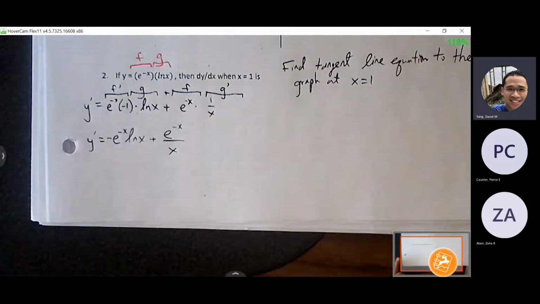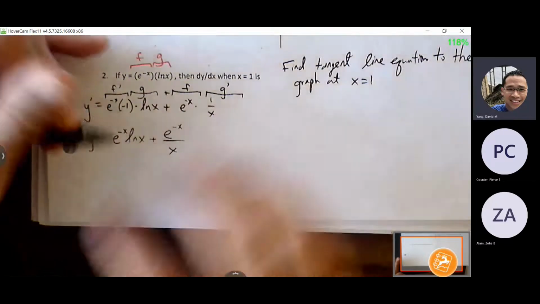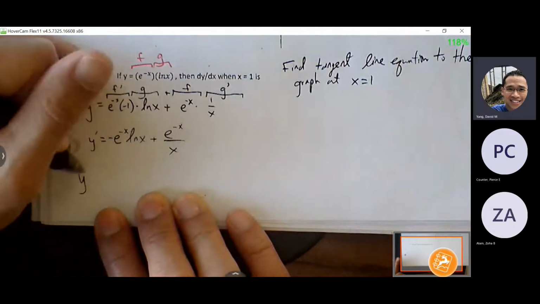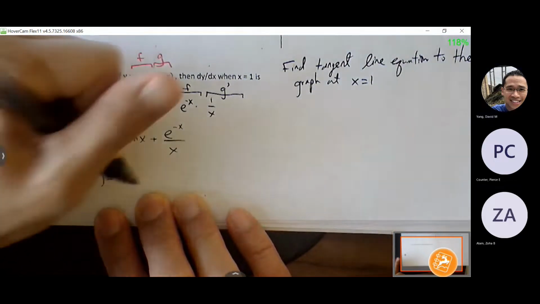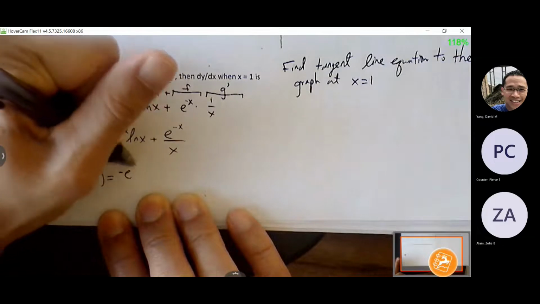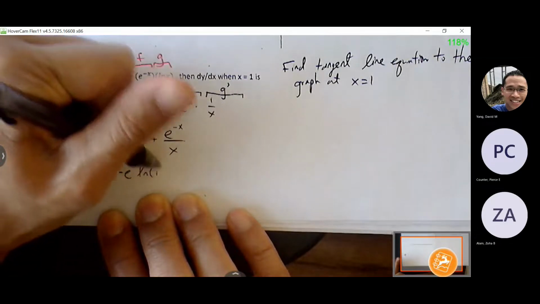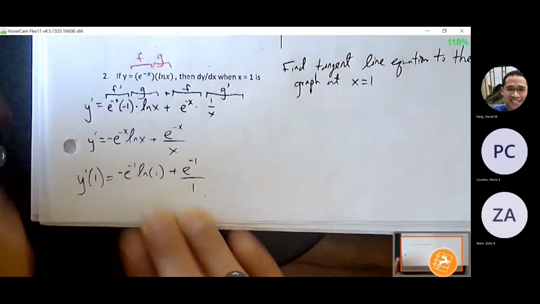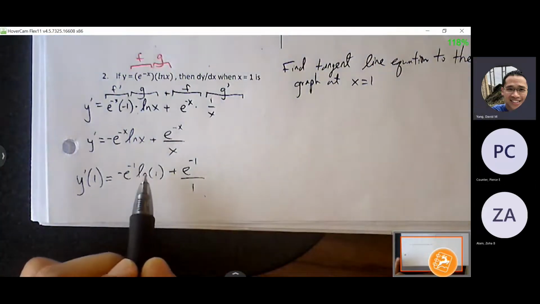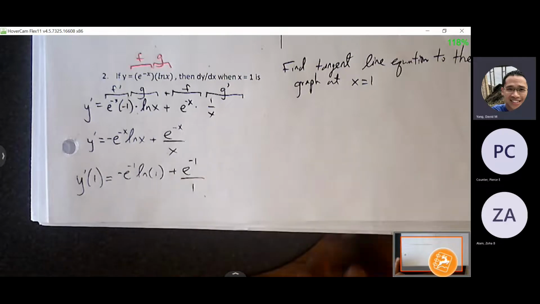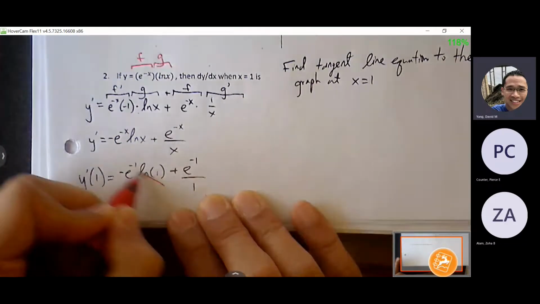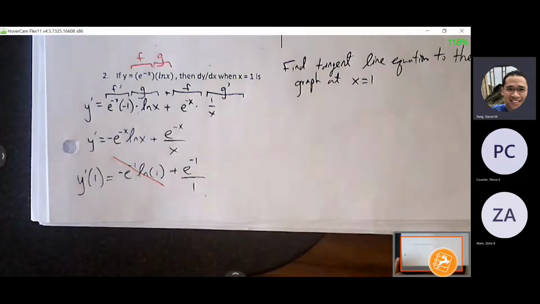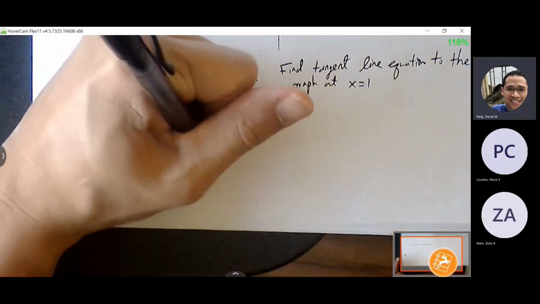Really the only thing I care about from the derivative is to get to the slope. So I don't have to worry too much about the cleanup. I can just insert 1 directly into the derivative. Natural log of 1 is just 0, so that's nice. I can just wipe this term out. E to the negative 1 over 1, that's just e to the negative 1. E to the negative 1 is just 1 over e.